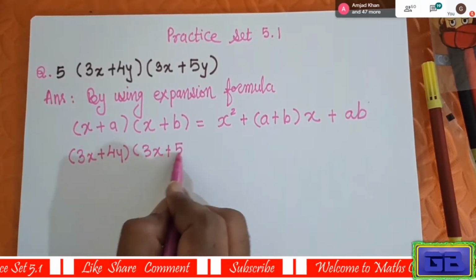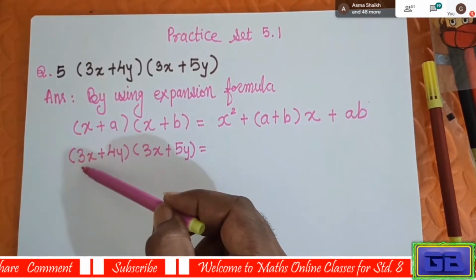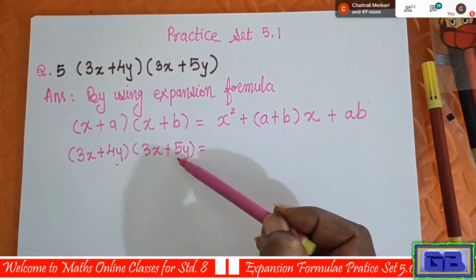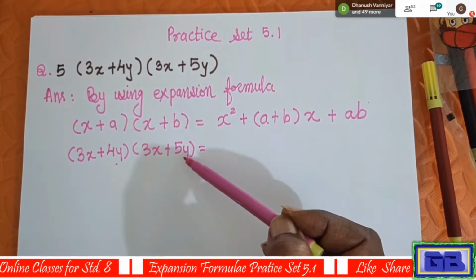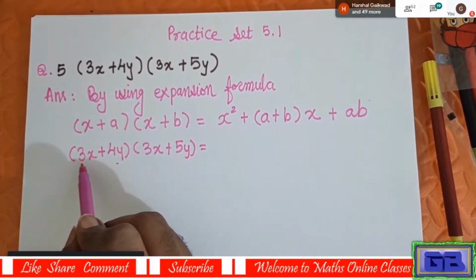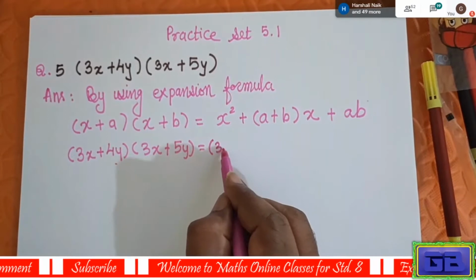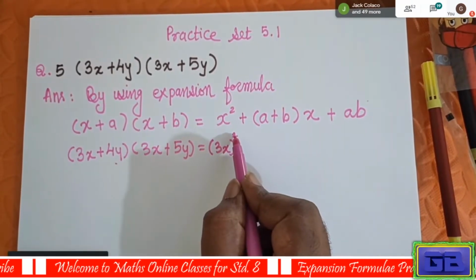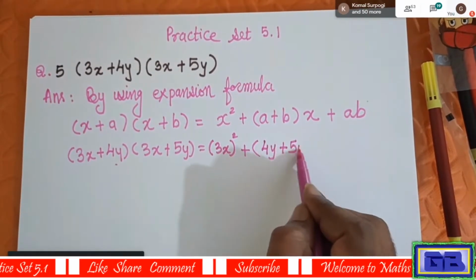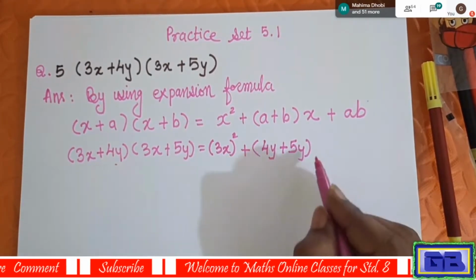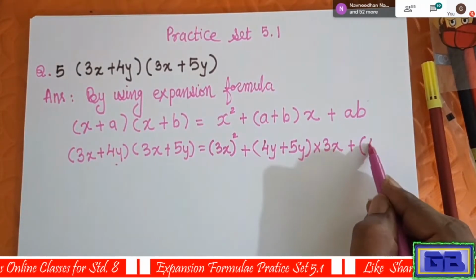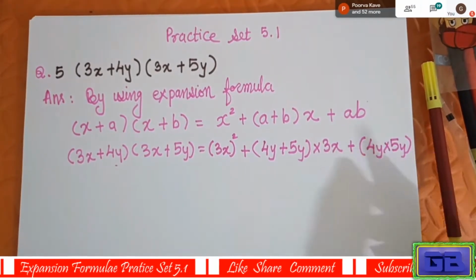Here x means we have to take the value 3x, the value of a is 4y and the value of b is 5y. According to this formula, first is x², meaning (3x)². Take the whole term in a bracket and put the square sign. Plus, open the bracket again: a + b, here 4y + 5y, multiplied by x, that is 3x, plus a into b, that is 4y multiplied by 5y, again in a bracket.